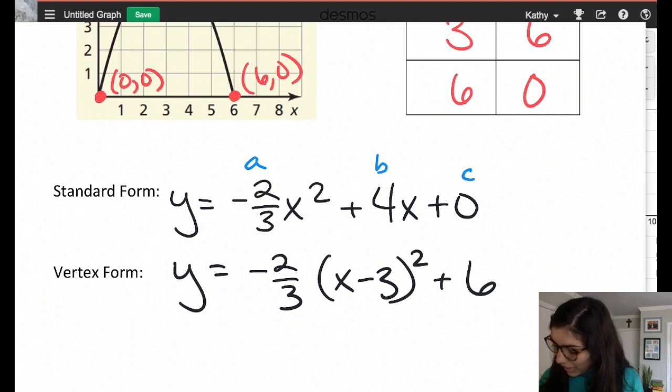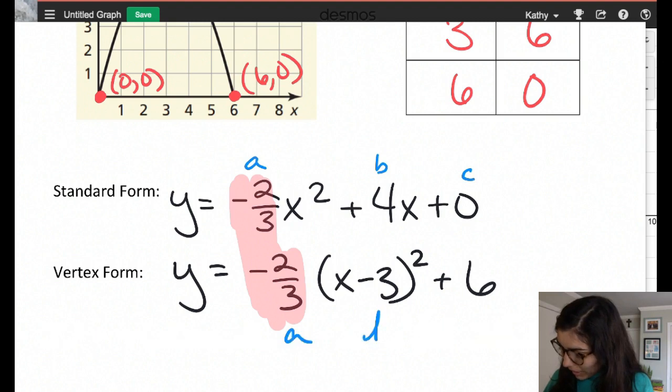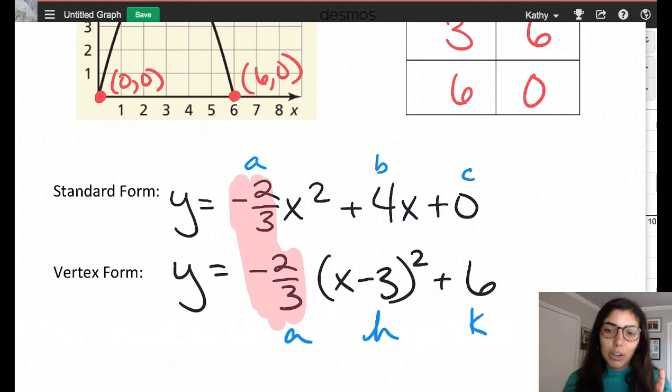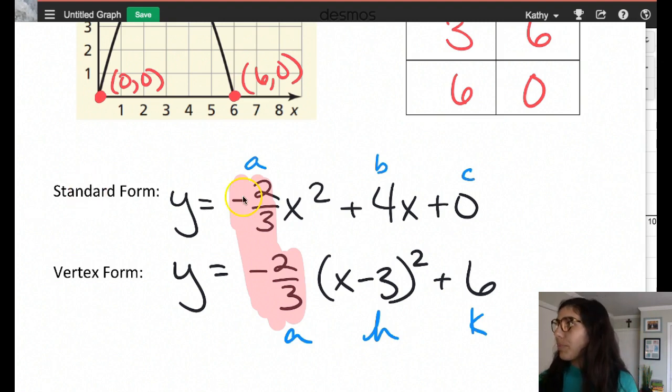Again, the a's should be the same in both equations because they're using the same letter. But the h and the k are coming from the vertex that you see in the graph. Okay? Vertex is coming from what you see in the graph. And remember, it's the opposite of the h. So the h was a positive 3, so I make sure minus 3 shows up in my equation.